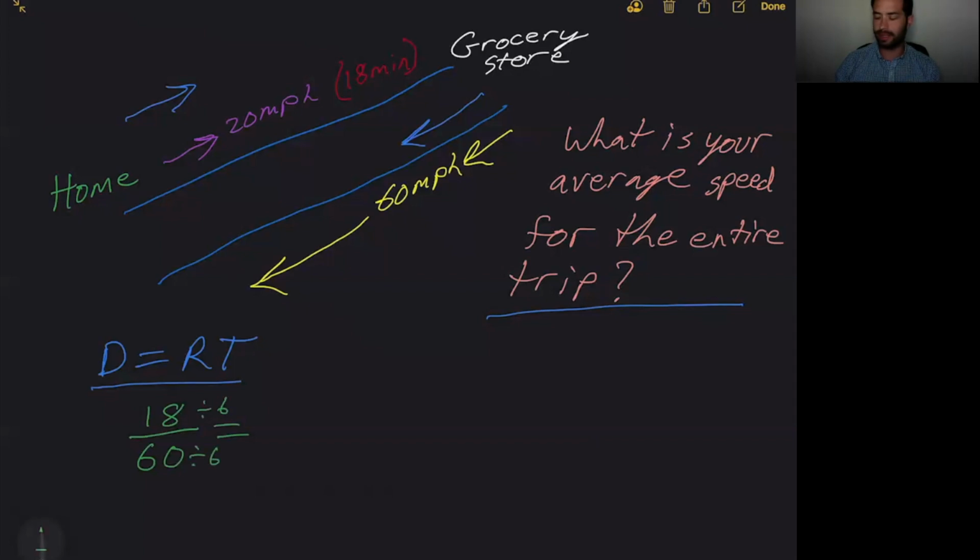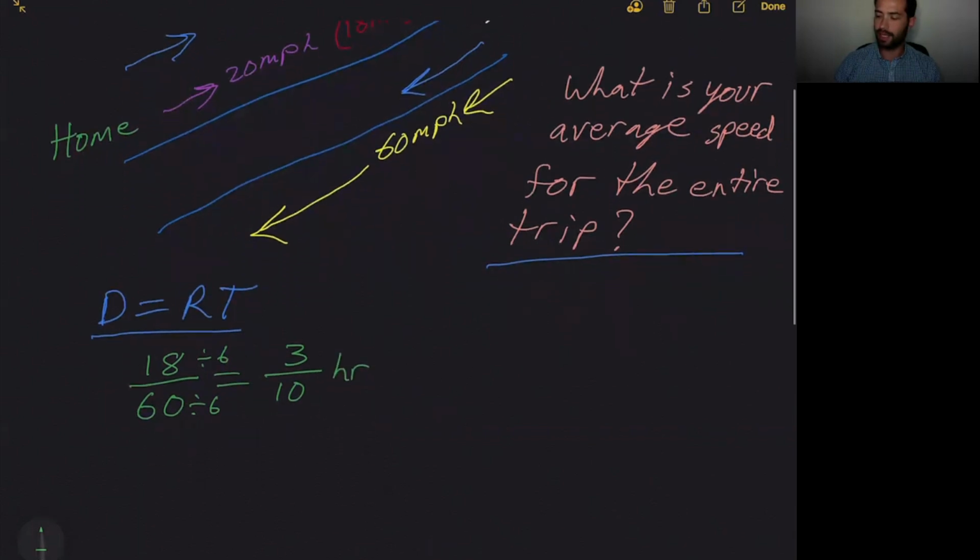18 divided by 6, that would be 3. And 60 divided by 6, that would be 10. So this is now 3/10 of an hour. Okay, so now we plug it into our equation.